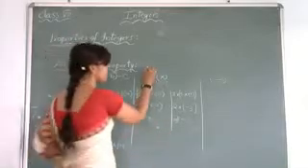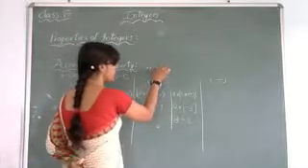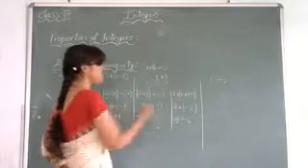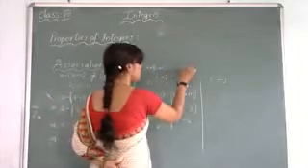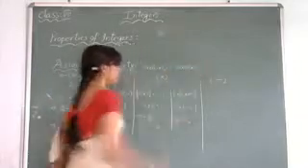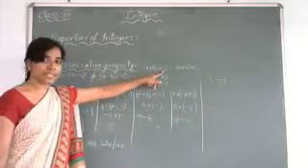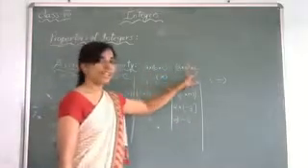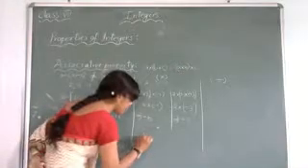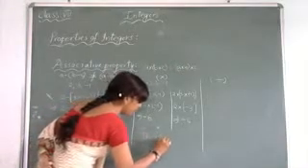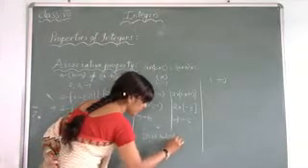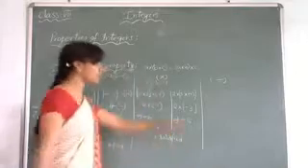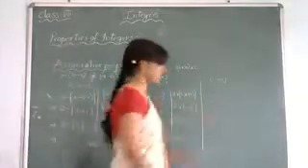So what is the general form under multiplication? A into B into C equals A into B into C. So it is satisfied under multiplication. Okay, the next, what about the division? We will check under division.